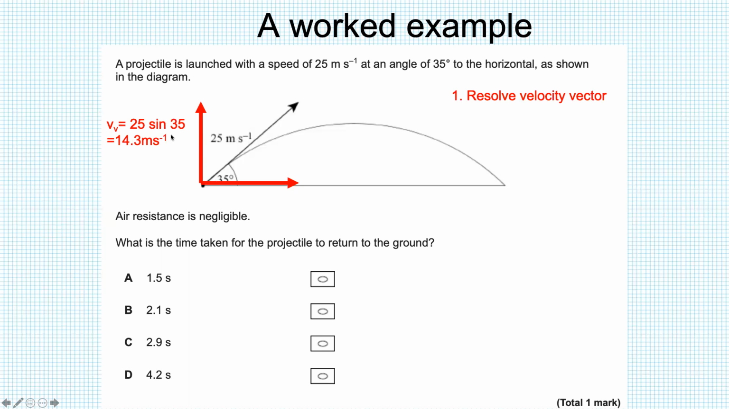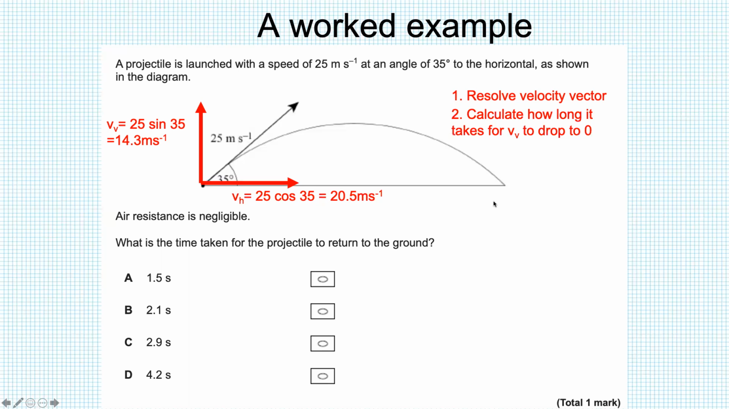So 25 sine 35 gives us a velocity of 14.3 meters per second. So this object is going vertically at 14.3 meters per second. We do the same for this vector, and that gives us a horizontal velocity of 25 cos 35. So the magnitude of this, and then cos of this angle, because we're going through the angle, it's cos, and that gives us 20.5 meters per second.